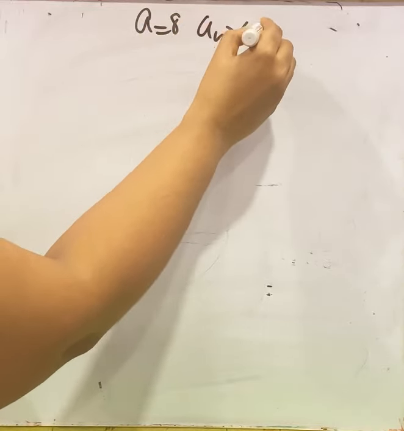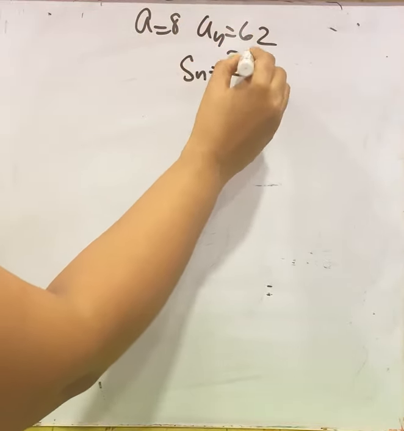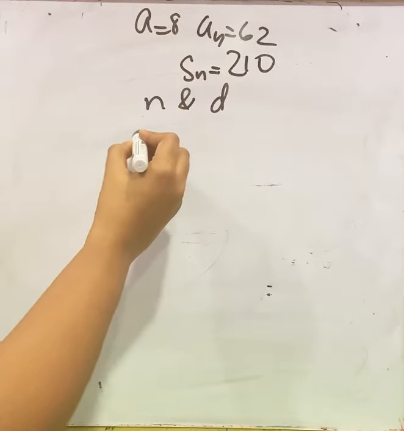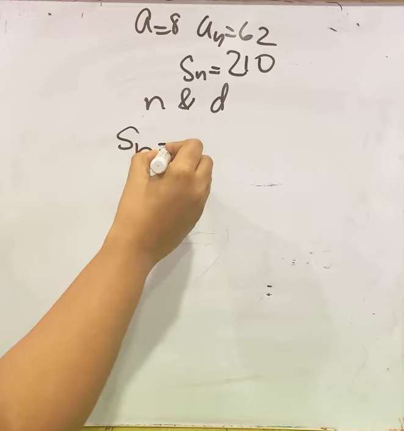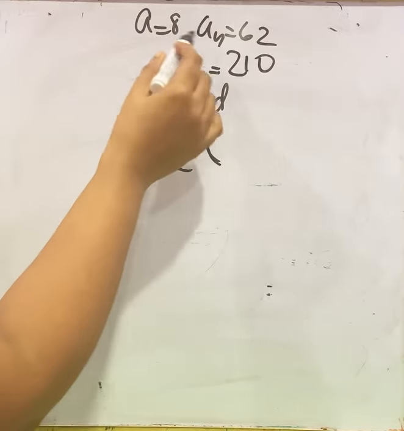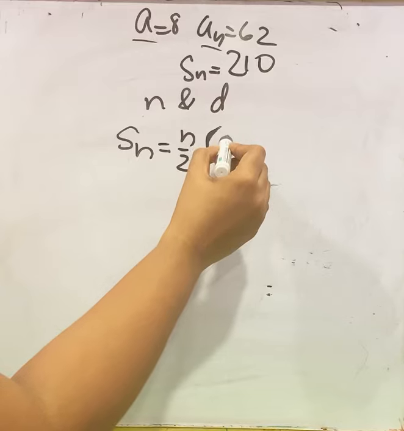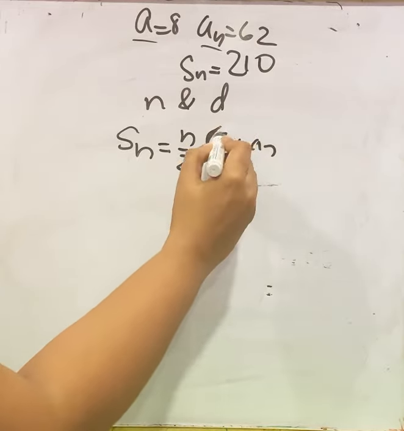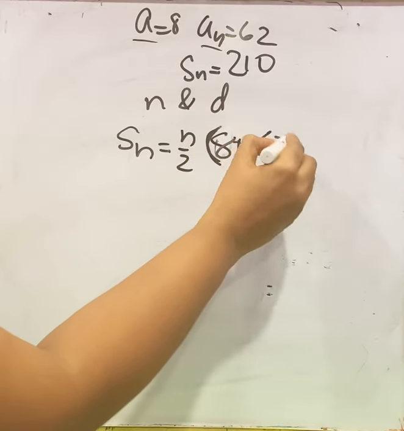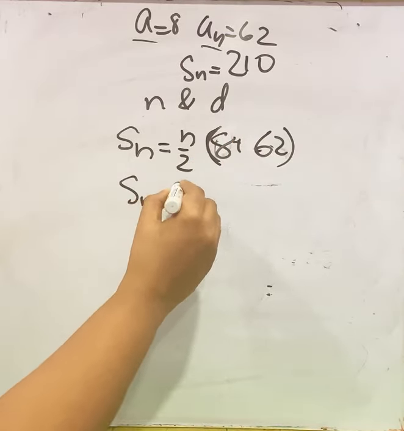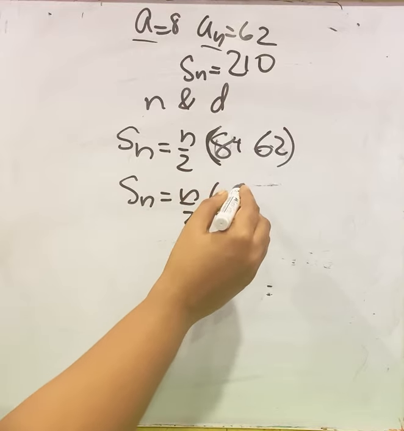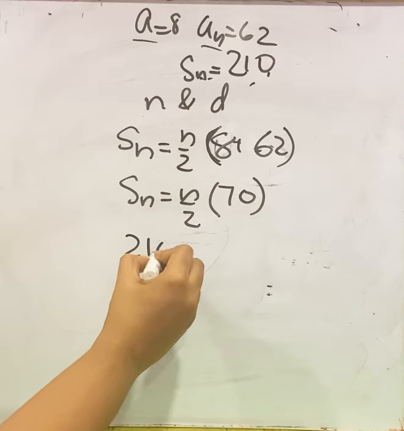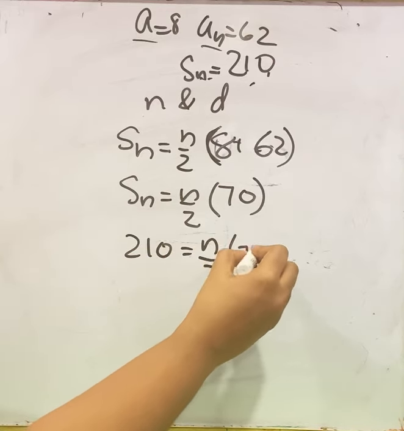an equal to 62 and Sn equal to 210. Find n and d. From this we will consider sum, that is Sn equal to n by 2 into, here we have a and an, so we will take that equation, that is a plus an. So it becomes 8 plus 62. Sn equal to n by 2 into 8 plus 62 is 70. Now Sn we know 210. So 210 equal to n by 2 into 70.